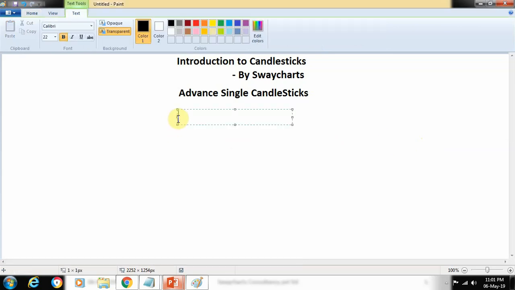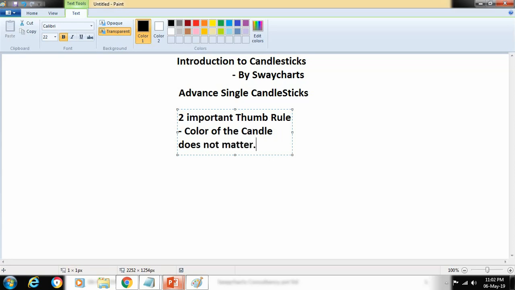So what I'm going to write down here are two important thumb rules. This you should remember for these four single advanced candlesticks, right? So these two thumb rules are: one is the color of the candle does not matter. So it can be a green candle or a red candle. It does not matter. So you don't have to identify whether this small or single candle is bullish or bearish, right? That is the first rule.